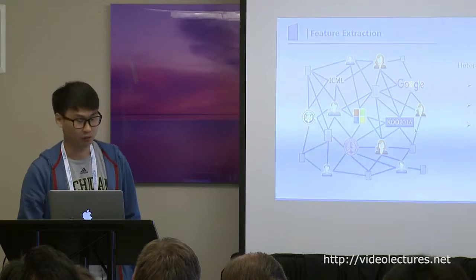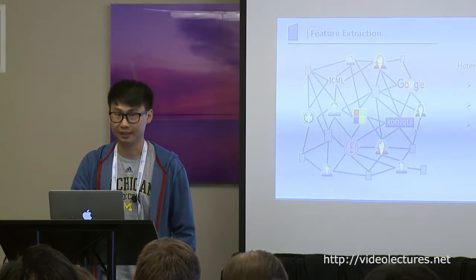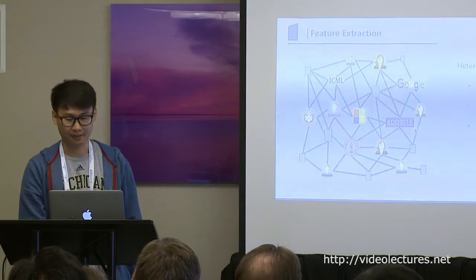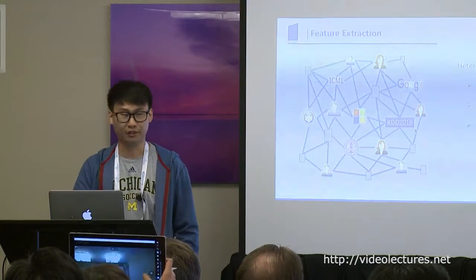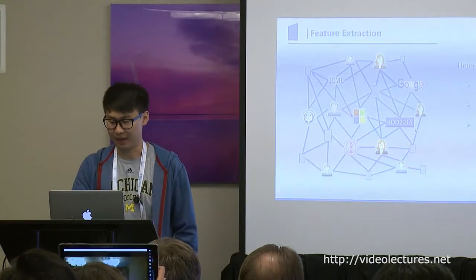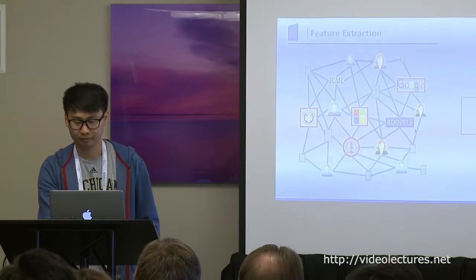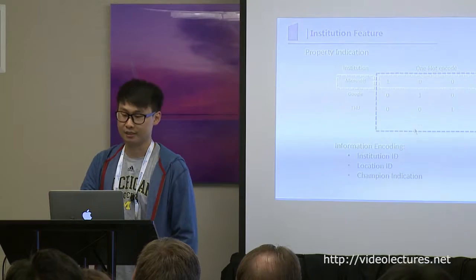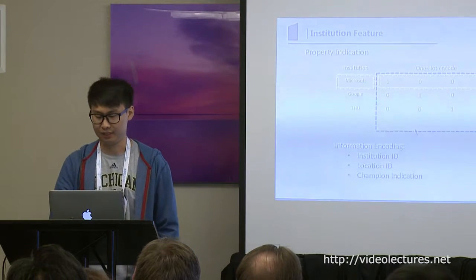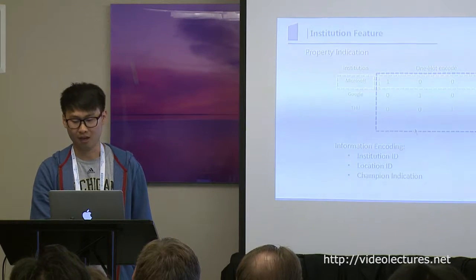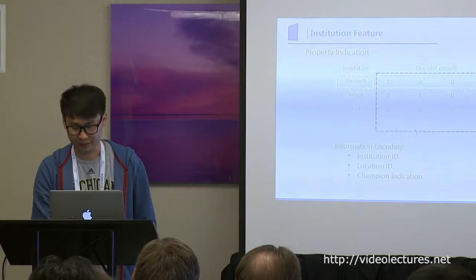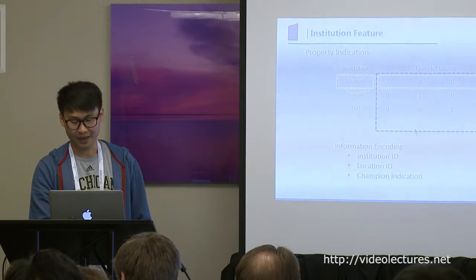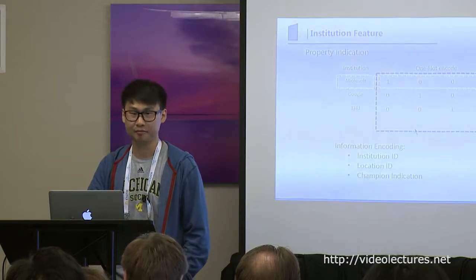The raw dataset actually could be interpreted as a heterogeneous undirected graph, where the institutions, the authors, and the papers can be used as three different categories of nodes for this graph. They extract different kinds of features according to the category of nodes. For the institution nodes, they extract the following features. The first set of features is the property indication feature, which focuses on describing the inherent property of an institution by one-hot encoding. The information encoded here are the institution ID, location ID, and the champion indication.